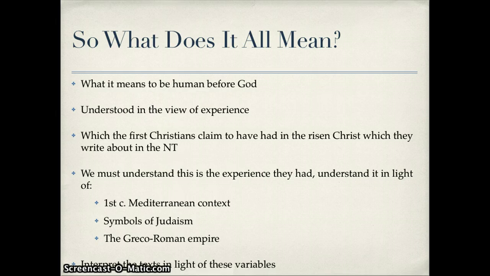So we need to understand that experience in its 1st century Mediterranean context, taking into consideration their own symbols of Judaism, not of Christianity, because Christianity comes out of Judaism. We've got to remember that. So we look at symbols that made Jews who they were. The symbol of the temple, for example, Torah, synagogue, all of these very important symbols that made them who they were. They had to be reinterpreted in light of this early Christian movement. So we need to make sure that we are interpreting the text in light of these variables.